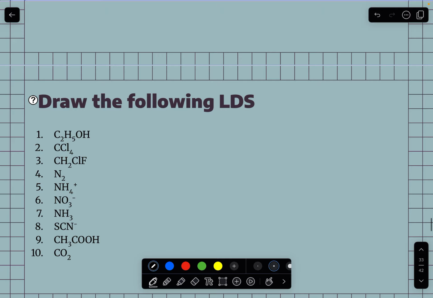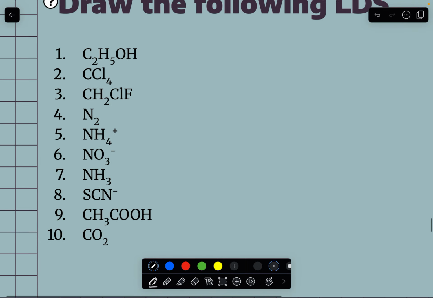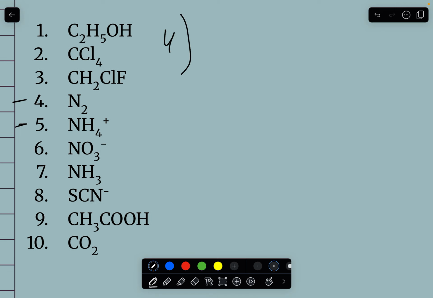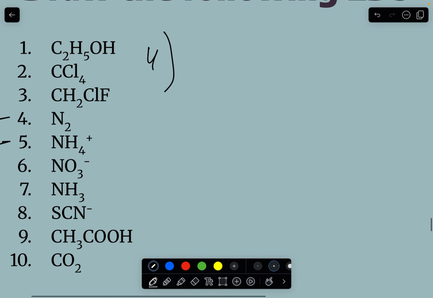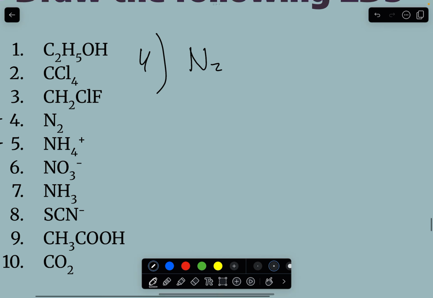All right. So there is a list of draw the following Lewis dot structures. Let's do 4 and 5 together. Okay, so for question 4, we have N2, right? Nitrogen is a non-metal. We have 2 of them. That's covalent. So count the number of valence electrons. Nitrogen has 5 valence electrons. We have 2 nitrogens. 5 times 2 is 10.